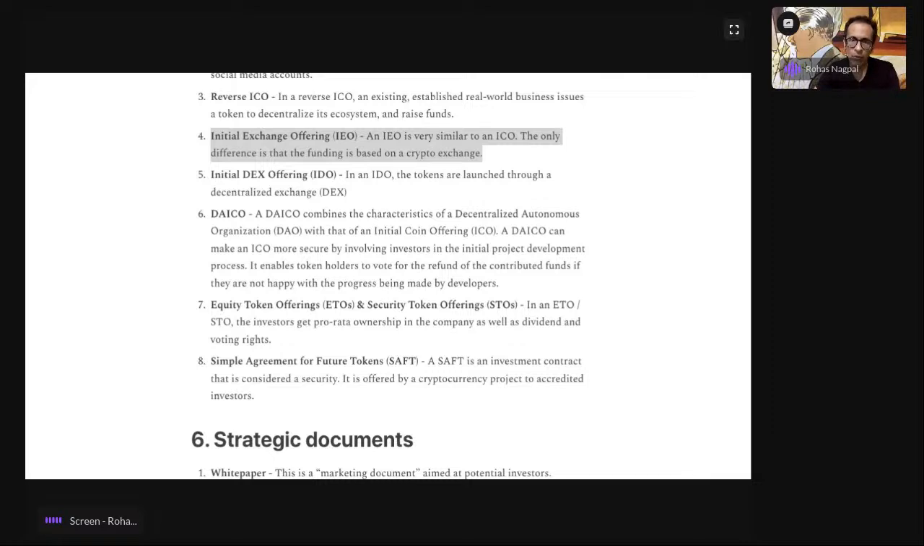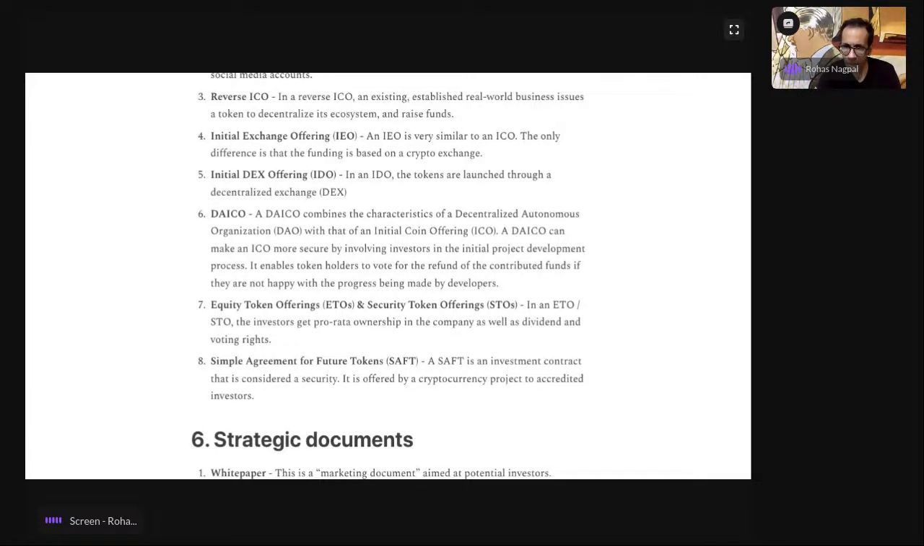Then we have DICO, which is, I think, the most important for the future, which is a mixture of DAO and ICO. Ideally, you would have one or two tokens, which would give you utility plus governance, and you would directly issue a DICO.